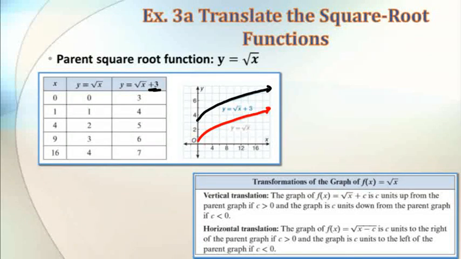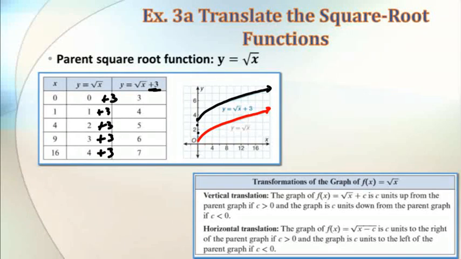So if you count 3 up, here's 1, 2, 3. So it went up 3. Everything else stays the same. And you can see the table. If I put a 0 in, the parent function is 0. But then if I add 3, I get 3. So I'm just really adding 3 to each of these coordinates of the parent function. And it gives you your new y values.